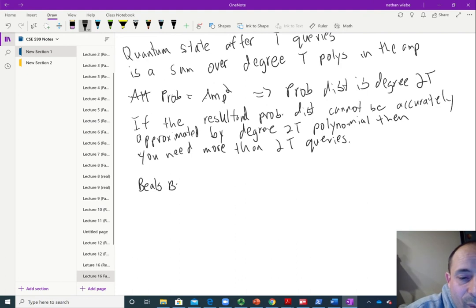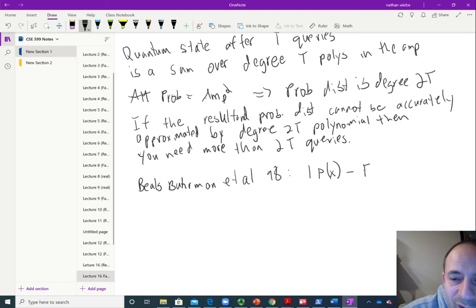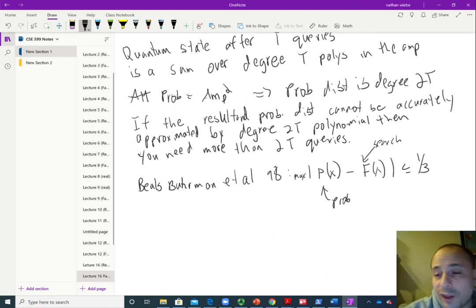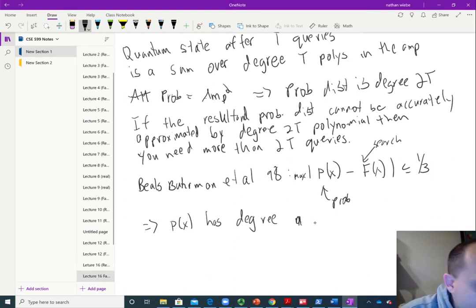Now, in particular, for the search problem, Beals, Buhrman, et al. in '98 end up showing that for the search problem, if we demand that the maximum difference between the ideal search function and some arbitrary probability distribution is less than or equal to 1/3, which is just an arbitrary constant that's order 1, then this implies that p of x has degree in theta of square root n.